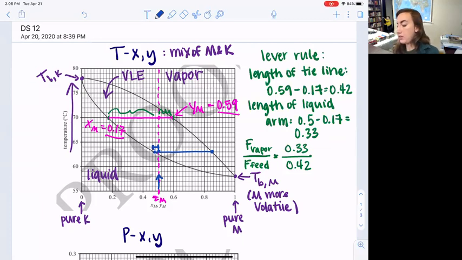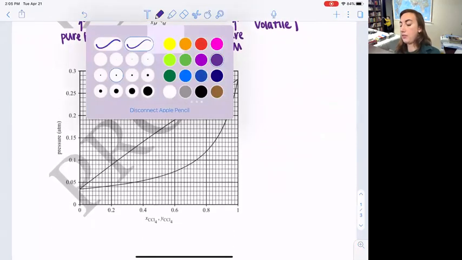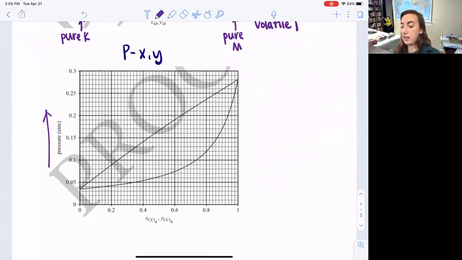Okay, so a PXY diagram is exactly the same concept, except now we have our y-axis is pressure or heat. But the x-axis is exactly the same idea. We still have, in this case, CCl4 mixed with some other component. And so 1 over here is pure CCl4, and 0 is the pure other component.